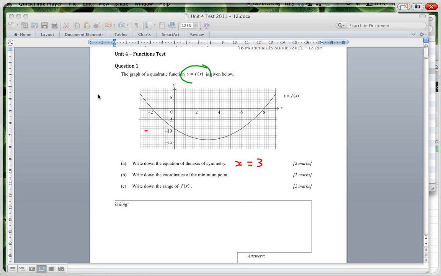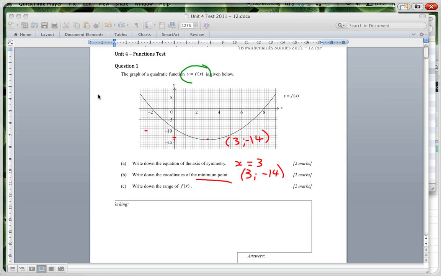Then it says, write down the coordinates of the minimum point. So you've got to write down this point over here. In looking at it, you know that your x will equal 3. What will your y value be? Well, it's between 10 and 15. Each one of these is equal to 1. So it would be 14, but it would be -14. So you've got there 3 and -14.